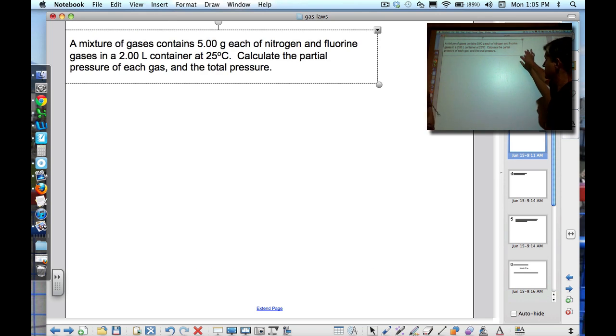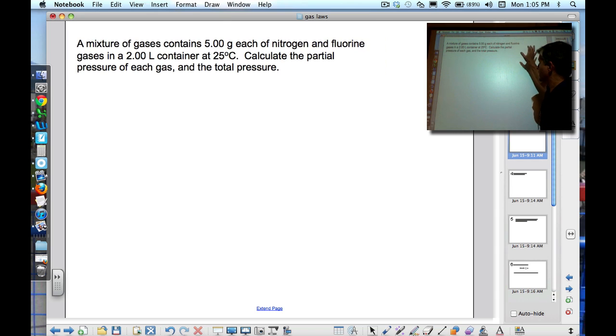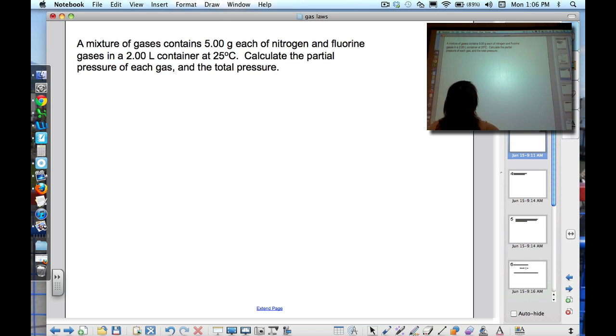So let's consider this. A mixture of gases contains 5 grams each of nitrogen and fluorine. They're in a 2-liter container at 25 degrees Celsius. So your problem is to calculate the partial pressure of each gas, that is the pressure that the nitrogen and the fluorine would exert if they were by themselves, and then the total pressure. Take it away, Annie. So first, let's solve for the partial.